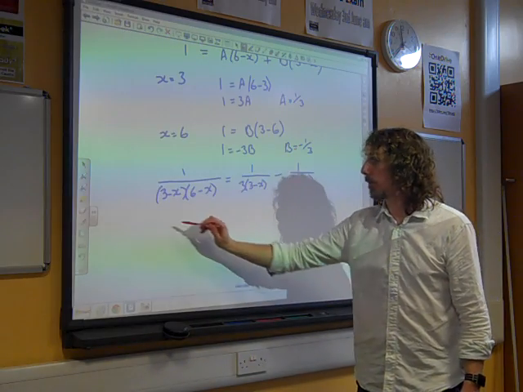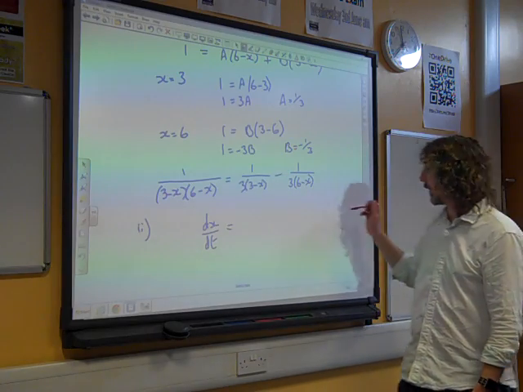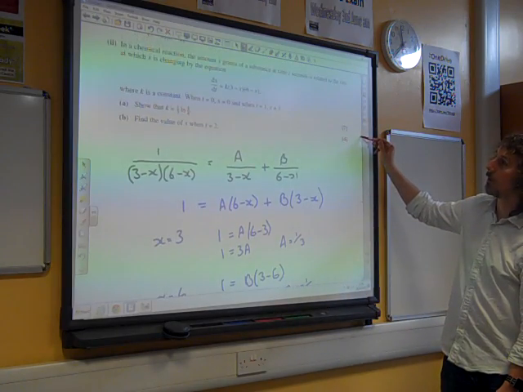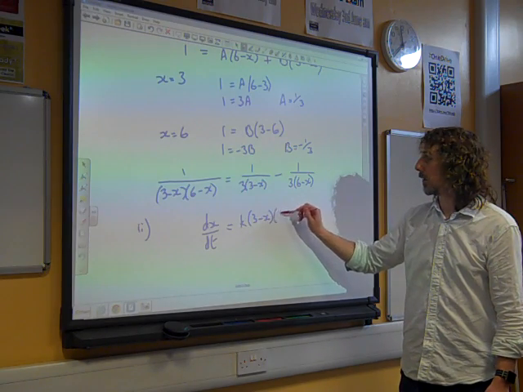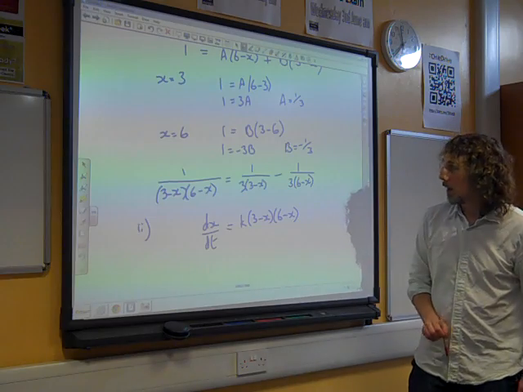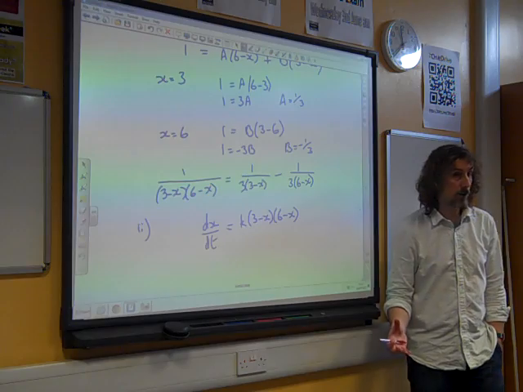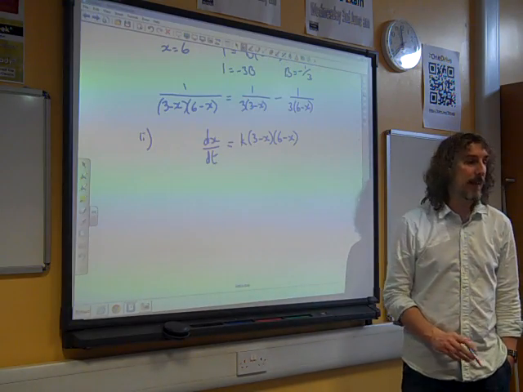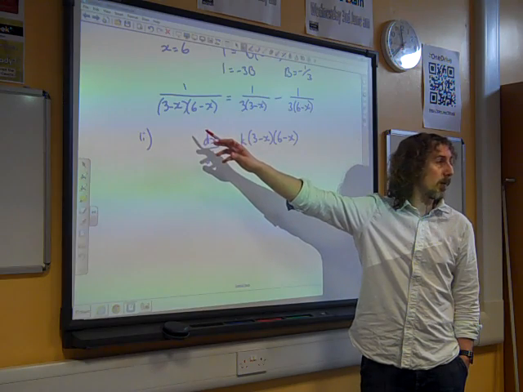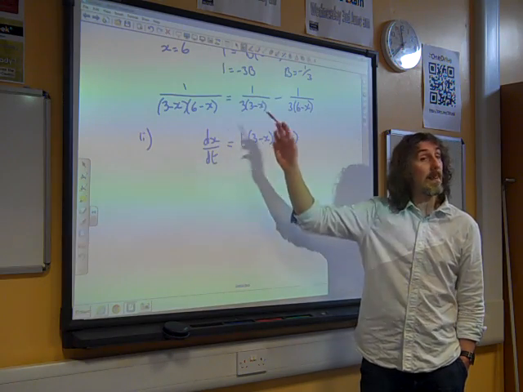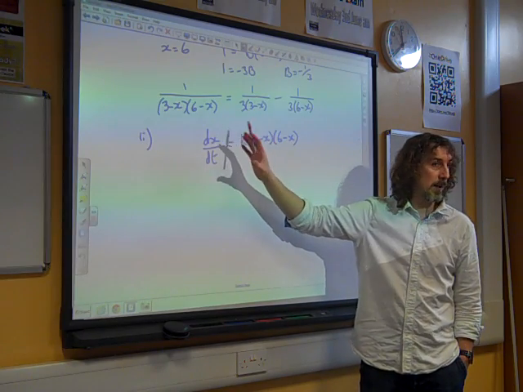So dx by dt is what we got, k times (3 minus x)(6 minus x). Remember what we just said, in order to solve the differential equation, we need to have anything involving x on the side where x is on the top, and anything not involving x on the other side. To get there, we can't add or subtract things, we can only multiply or divide things. We've got to be clear about that.